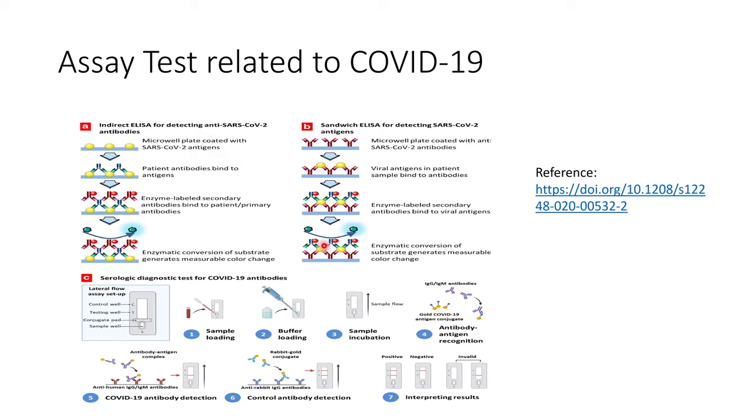Otherwise, in the absence of this antigen, the secondary antibody will not be able to bind, and thus there will not be any enzymatic conversion because of the absence of the secondary antibody, and there will be no color change. However, the picture shown here is that the viral antigen is present in the patient, and it binds to the anti-SARS-CoV-2 antibodies, and the secondary antibody also binds to the other part of the SARS-CoV-2 antigen, and the enzymatic conversion of the substrate generates a measurable color change.